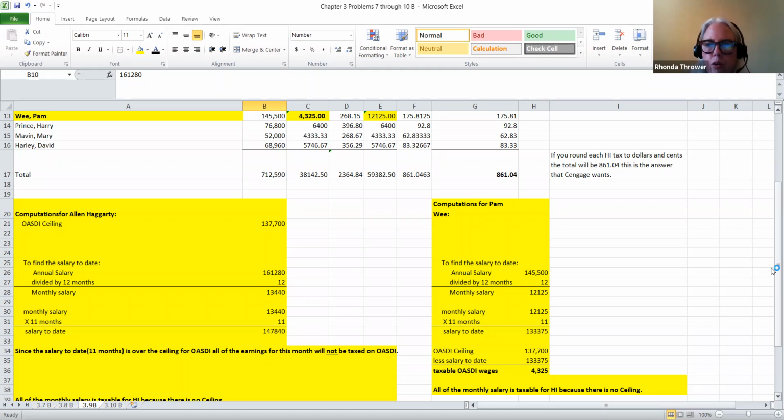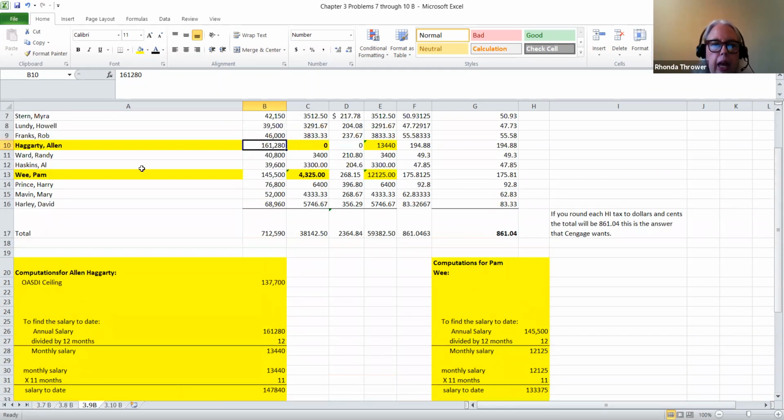So first of all, for Alan Haggerty, his annual salary went above the OASDI ceiling of $137,700. What we have to do is find the salary to date. We're going to start by determining the monthly salary. We will take the total salary for the year, the annual salary, and divide it by 12 months, and that will give you the monthly salary.